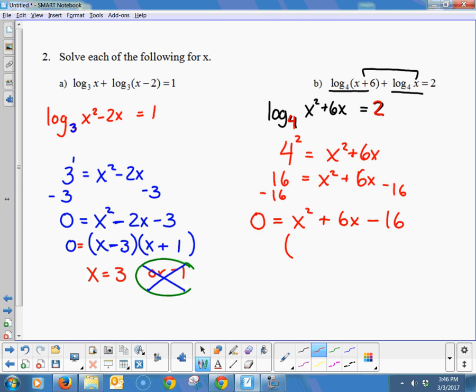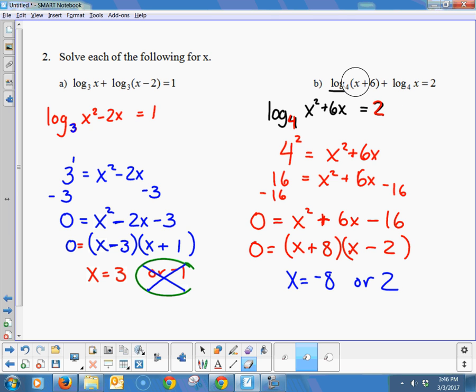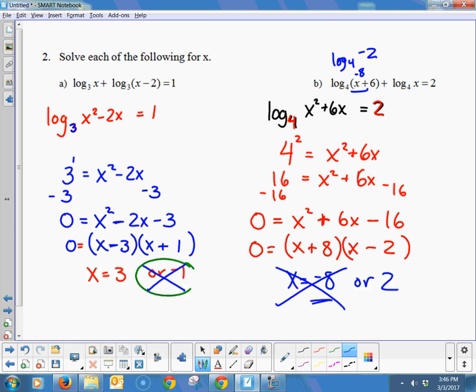And we can factor. 8 and 2, get a positive 6 and positive 8, -2. And so x must equal -8 or positive 2. And again, I'm going to check that -8. Because right there, if I plug -8 in there, I get log base 4 of -2. And so that's a no-go. But the 2 seems to work.